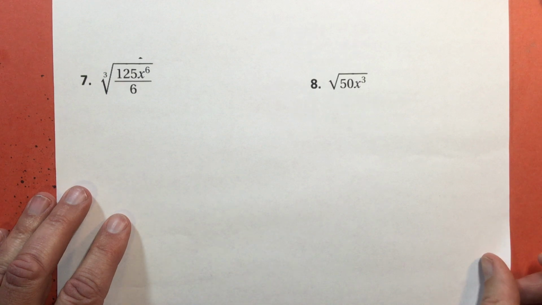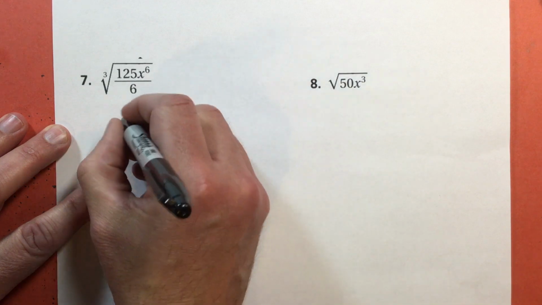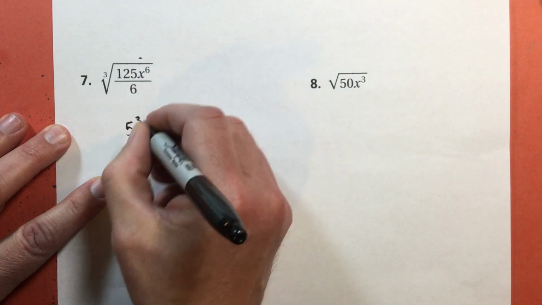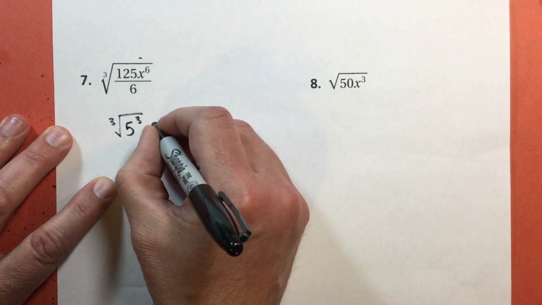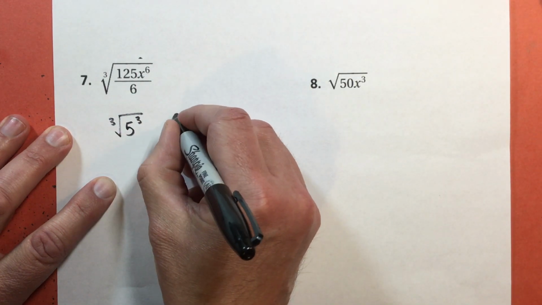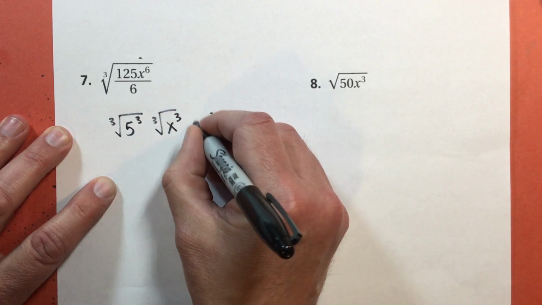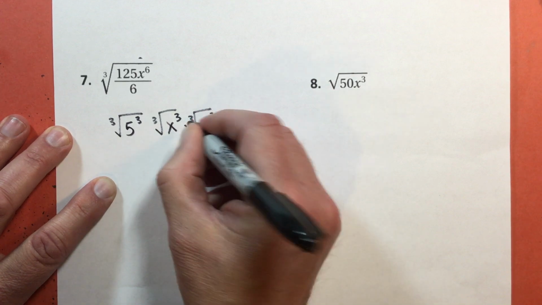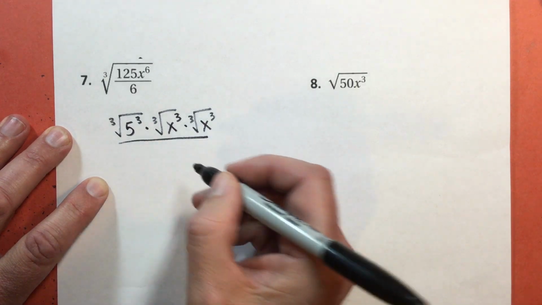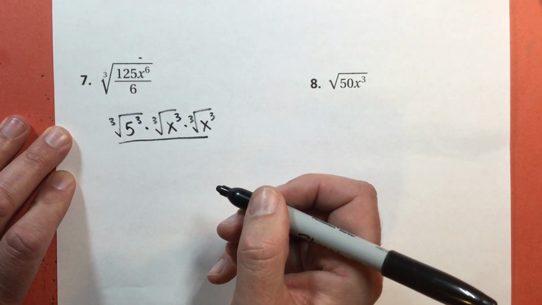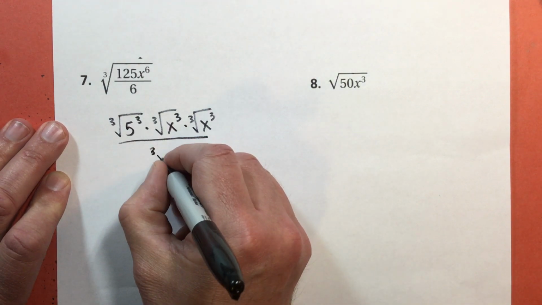All right, so we still got some fractions. Let's see what's going to happen here. 125, that's nice. That's 5 to the 3rd power. And I'm going to take the cube root of that. x to the 6th power is x to the 3rd power times x to the 3rd power. And I'm going to take the cube root of both of those. Put my dots in here to multiply. And the denominator, 6 is not a power of any whole number. So this is going to be the cube root of just 6.